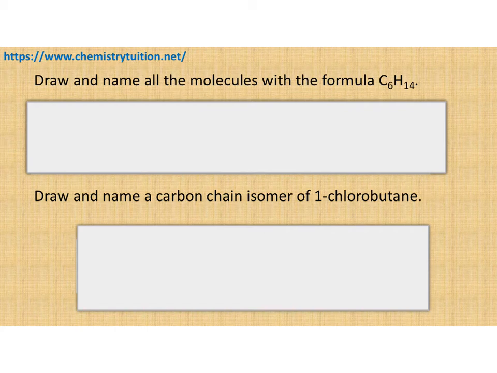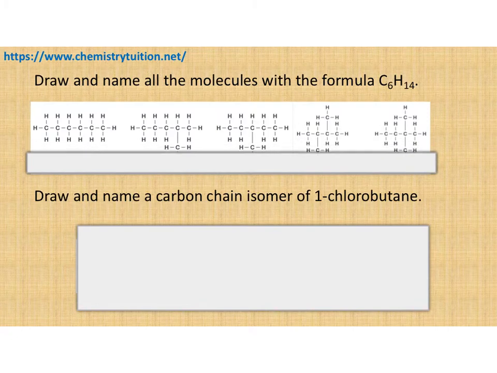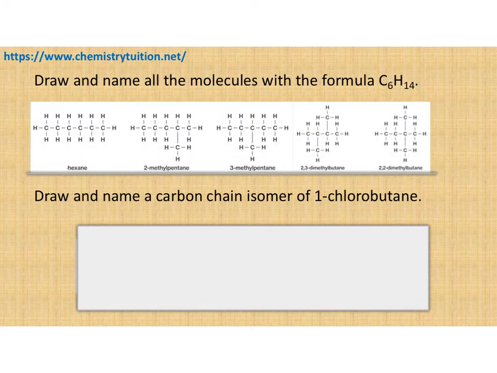So the first challenge is to draw and name all the molecules with the formula of C6H14. So the first, most straightforward one is going to be, of course, hexane. These are going to be alkanes that you have. So let's reveal the answers. So first one, we've got hexane.